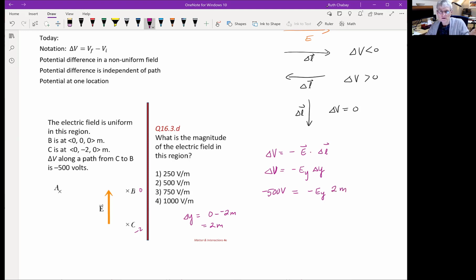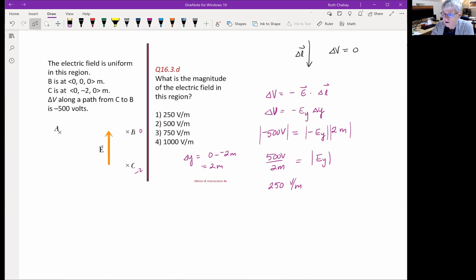But really this is actually more work than we need to do. Since you asked for a magnitude, all we need to do is work with absolute values here. So if we have 500 volts over 2 meters is the absolute value of E sub y, then that must be 250 volts per meter.